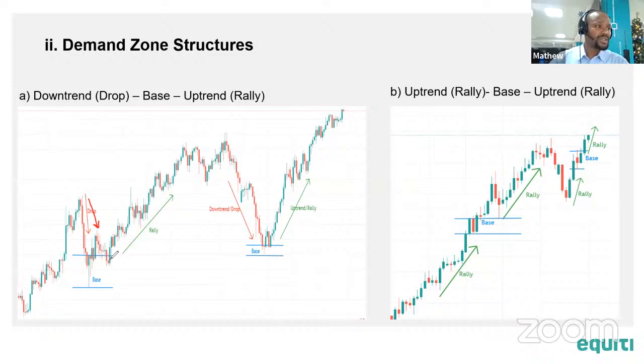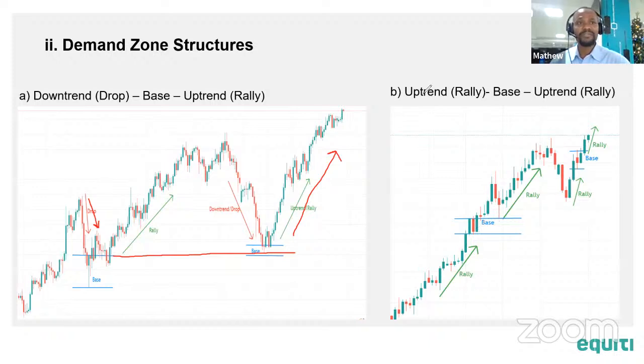So this zone, if you just extend this level, you realize that the price went back again to that level, and on hitting that level, we had a very strong move to the upside, right? This is what we are calling the demand zone. We have very strong buyers coming in at this point.